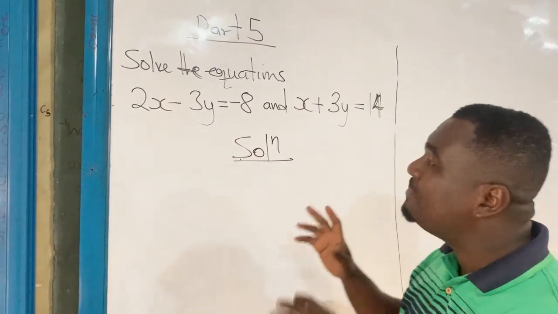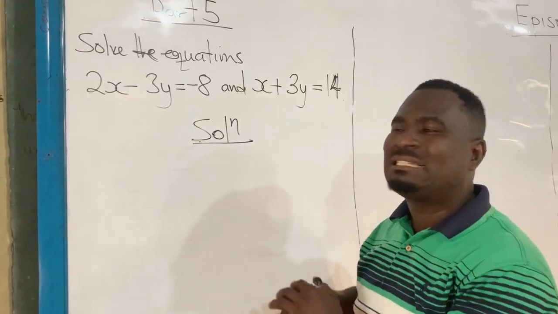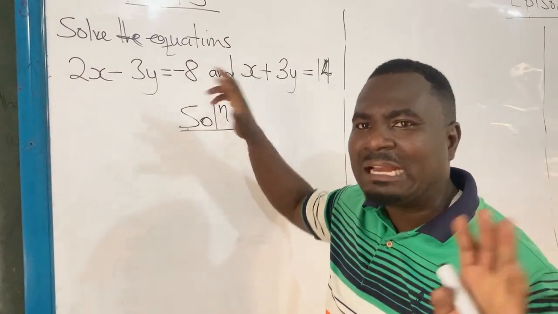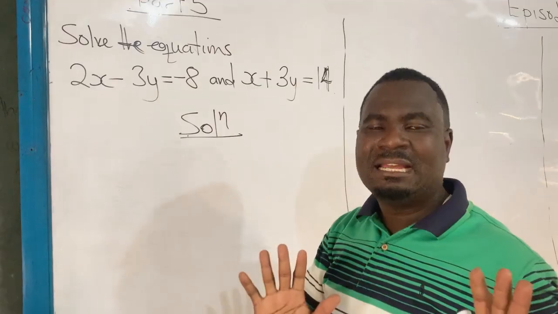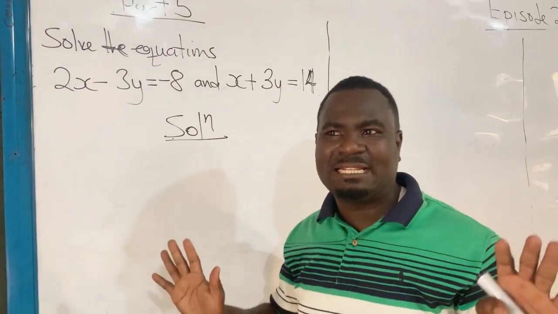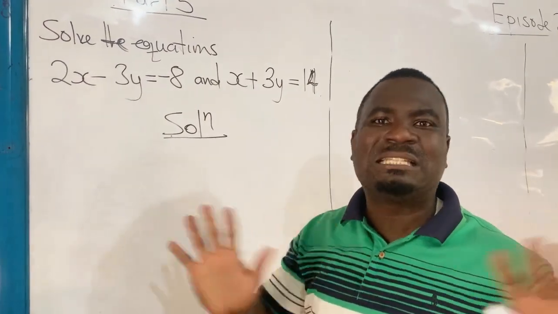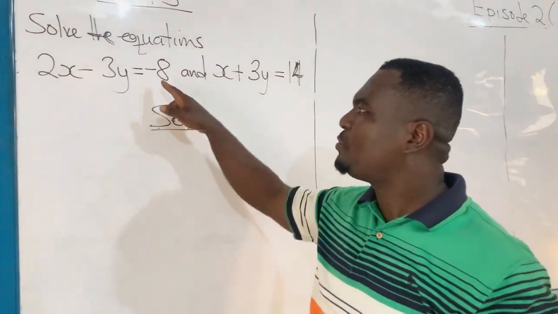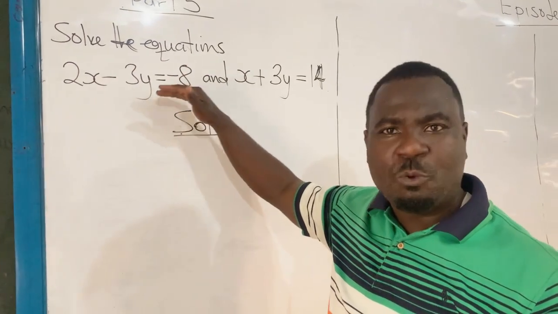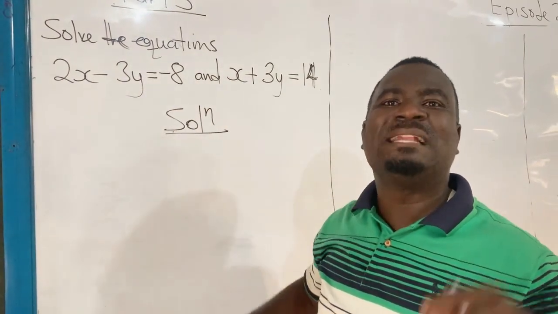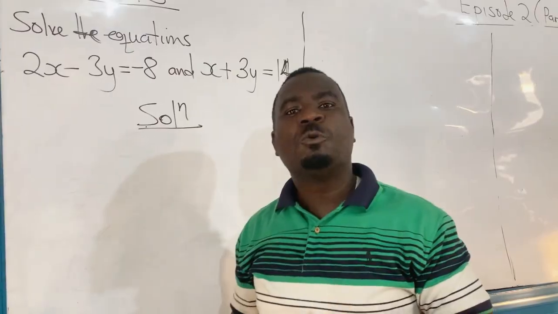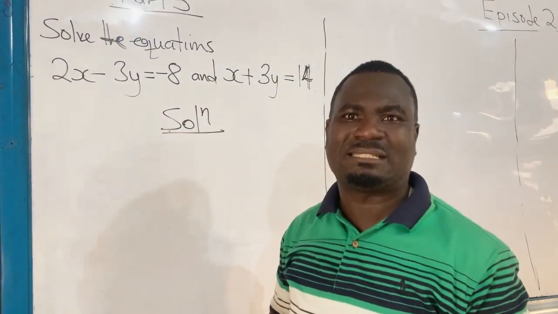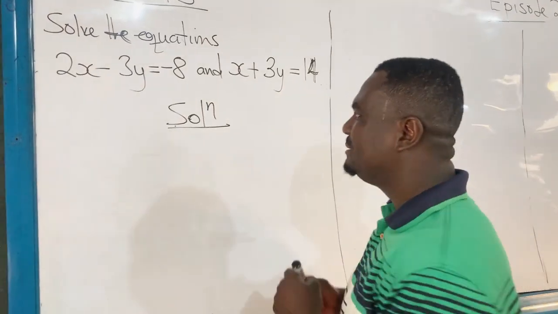Very good. But my interest here now is I'm using another method. This time around, I'm not using the elimination method. I'm not using the substitution method. Neither do I use the graphical method. But there is a new method of solving this simultaneous equation with ease. It's called method by inspection. So please pay attention and see how that method works. So watch it.